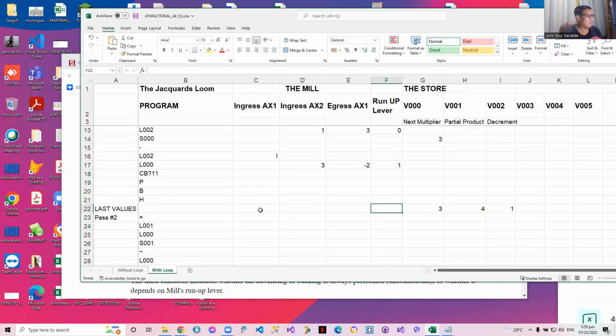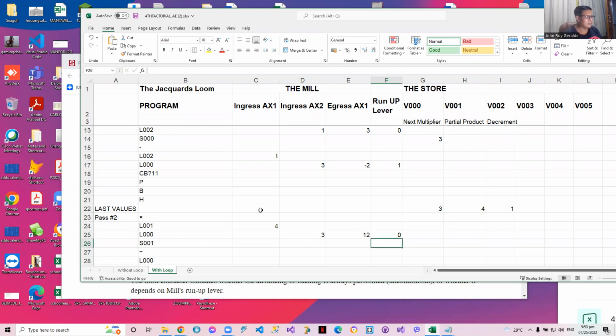Now, the next is times L001. What is this? This becomes, to make a note, 4. And this L00 becomes 3. So 4 times 3 is 12. It's positive, so the run-up lever is 0. Do you follow? The run-up lever is 0 because it's 12. And we say S001. Okay.